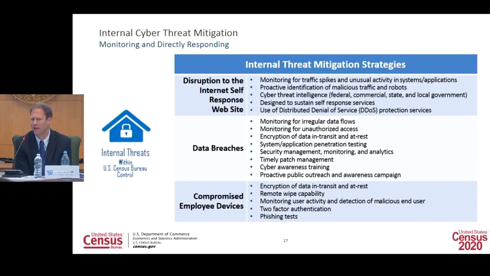We continually go through system, application, and penetration testing with industry leaders as well as the federal government. Last year, we had industry leaders go through and do a penetration test, which means try to technically break in with brute force into the internet self-response site, last year and this year. This year, we had the federal government, the Department of Homeland Security, go through penetration testing of not just our internet self-response site, trying to break in, but also the enumeration solutions that are on the cell phones, and the address listing and mapping applications that will list the U.S., into all of the devices and solutions to collect data for the 2020 census.